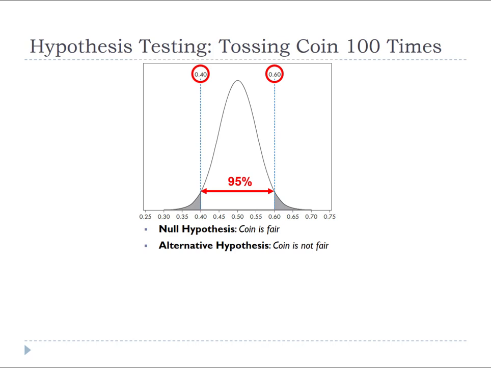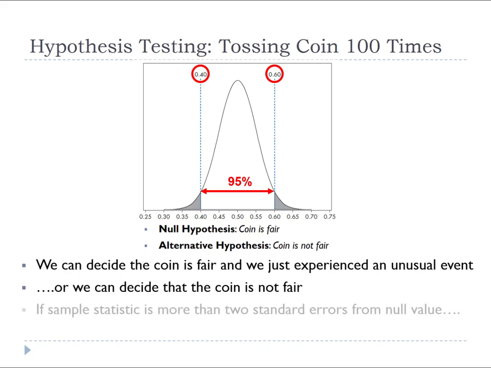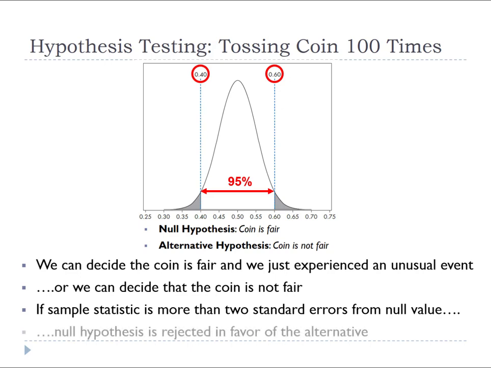When our sample statistic is outside this range of values, we can choose between 2 possible scenarios when making a statistical decision regarding the value of the population parameter. For this example, we can decide that the coin is fair and say that we have just experienced an unusual chance event due to sampling variation. Or we can decide that we have found statistical evidence that the coin is biased. It is generally accepted that if the sample statistic deviates so far from the null value that it will occur only 5% of the time or less, assuming the null value is correct, then the null hypothesis should be rejected in favor of the alternative hypothesis.